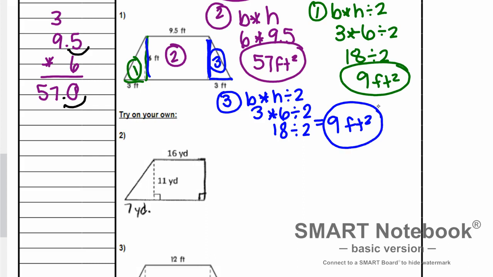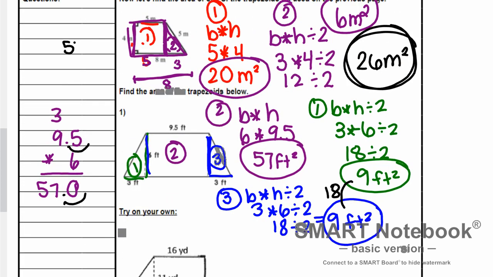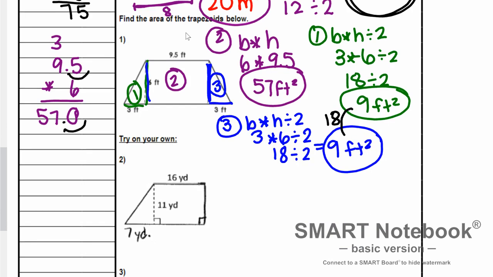Last but not least, I do have to add those all up together. I'm going to group my two 9s together to make an 18. And then I'm going to stack my 57 and my 18 to the side and add those up. 8 plus 7 is 15. Write my 5, carry my 1. 5 plus 1 is 6, plus 1 is 7. Final answer here would be 75 feet squared.